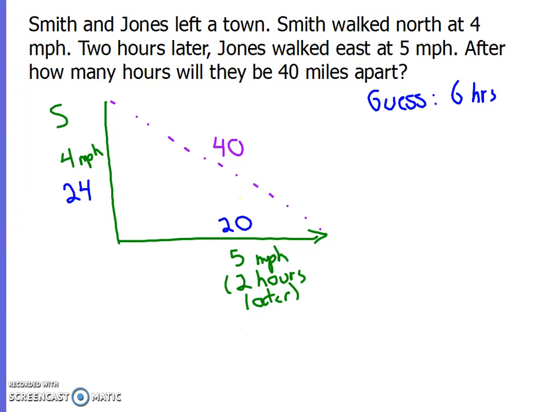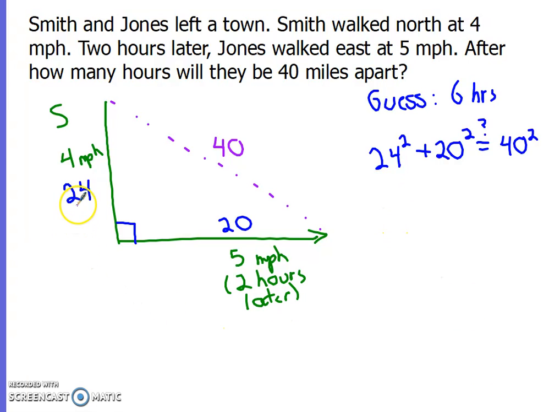Okay? Well, now, here's the question. If Smith goes 24, Jones goes 20, will they be 40 miles apart? Well, you might recognize a right triangle in here, so we'll use what we know from right triangles, that the two short sides squared and added together should equal the long side squared. So calculate that up and you'll find out it's not true. This didn't actually work.